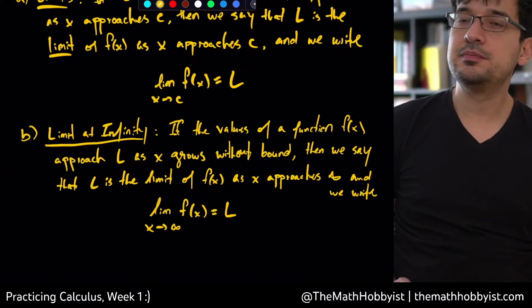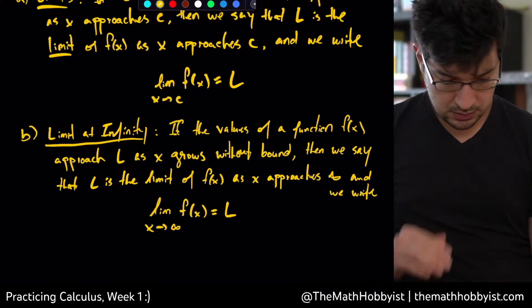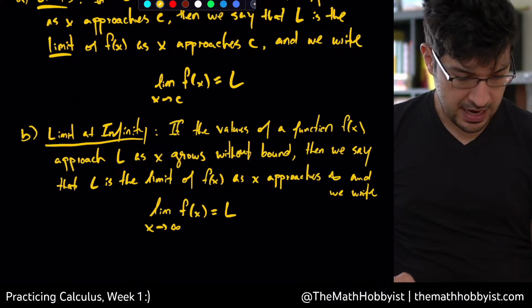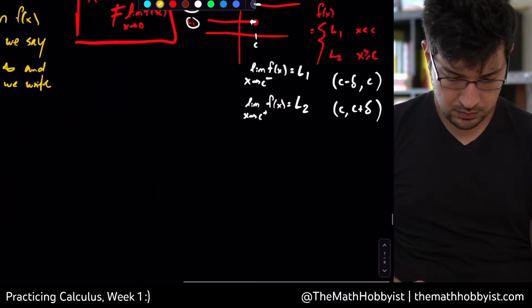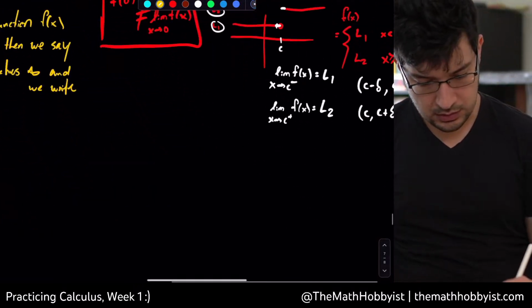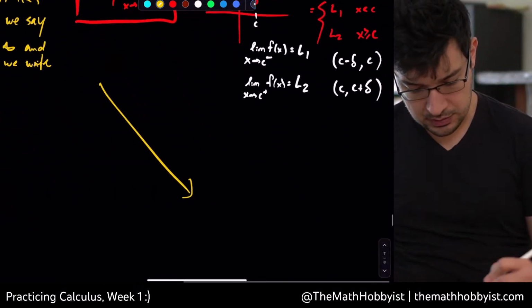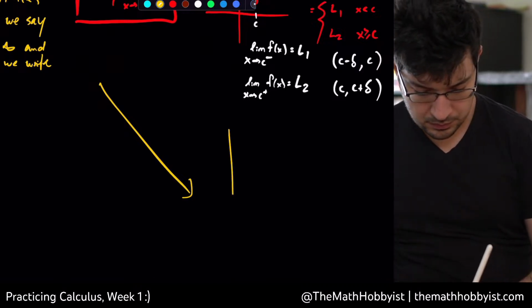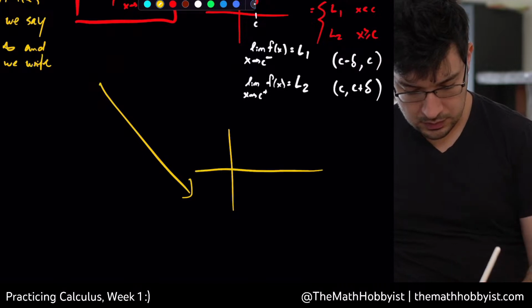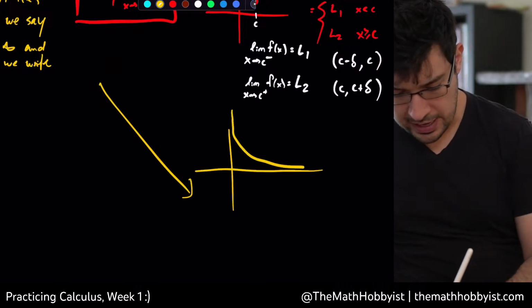Okay. Neat. So what's an example of that? An example of that one would be good old trusty 1 over x, right?